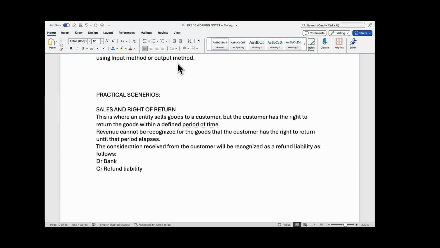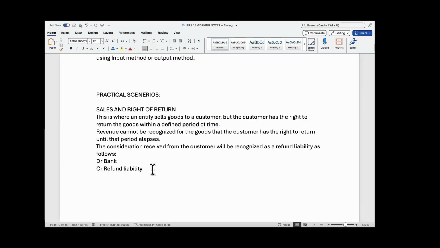If you're very good with double entry, you will see that there will be a gap somewhere with this. Because if you are not recognizing revenue here, and you have already delivered the goods, but the only reason we are not recognizing revenue is because we have agreed with the customer that he can return, then there will be a gap.